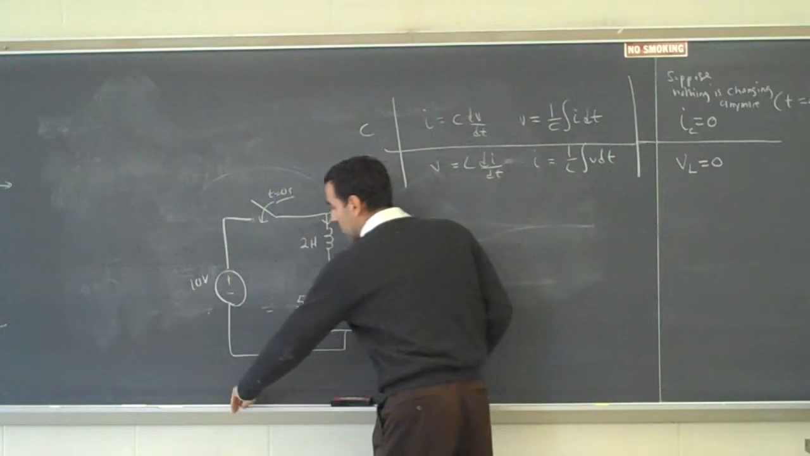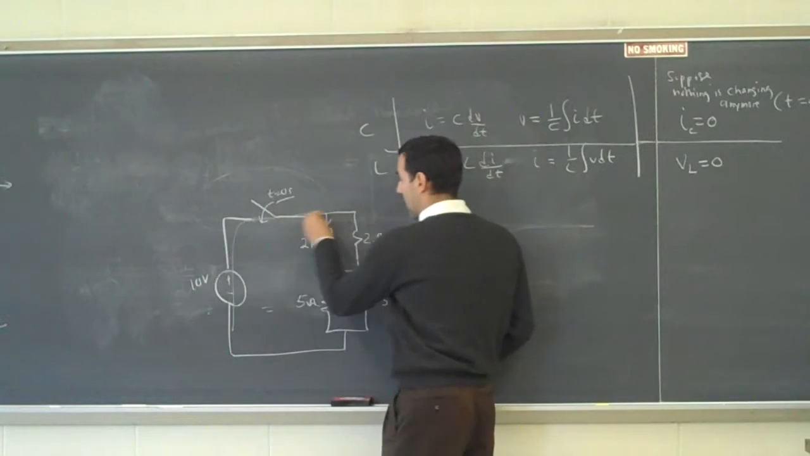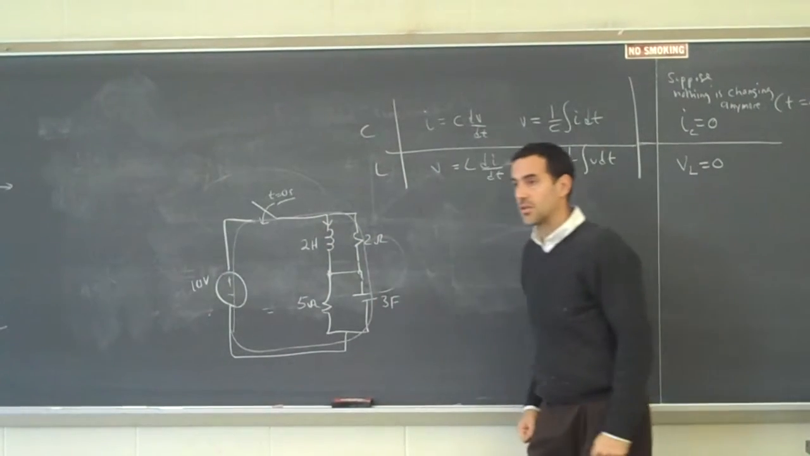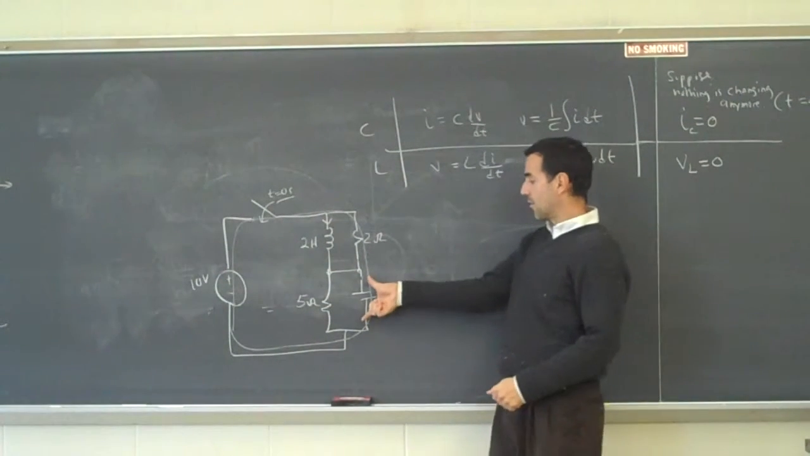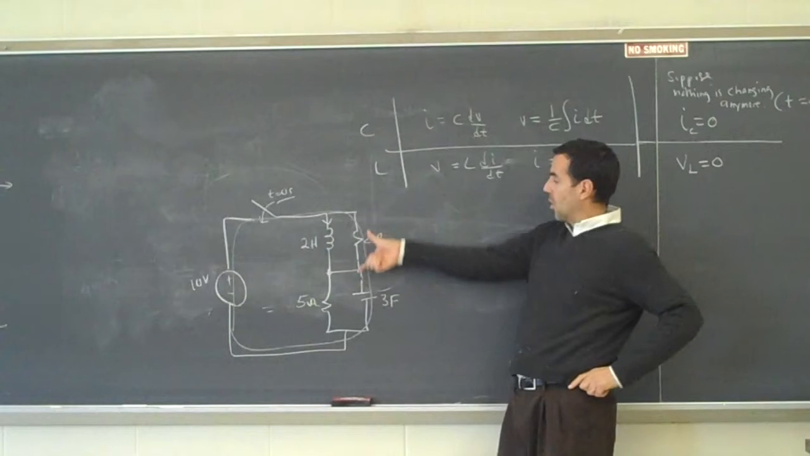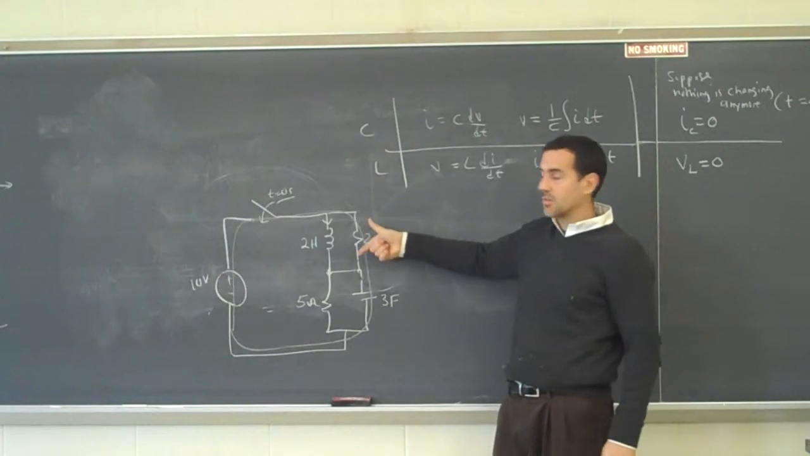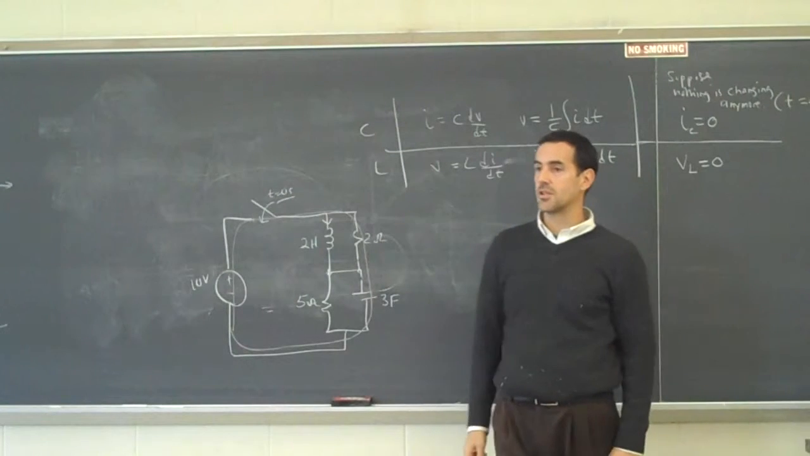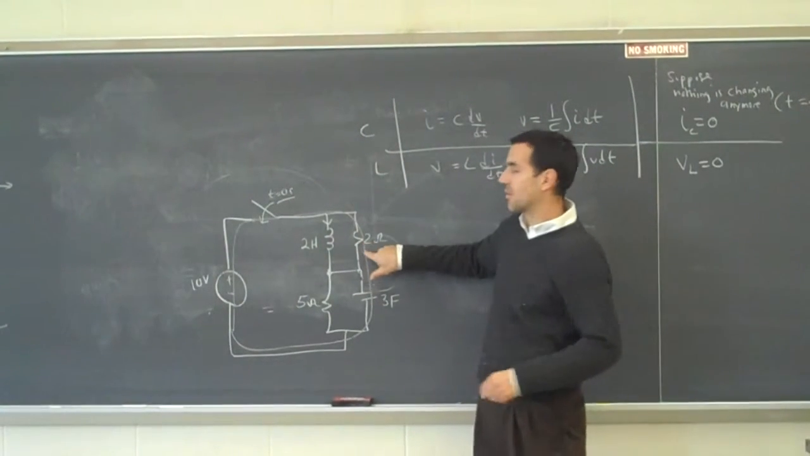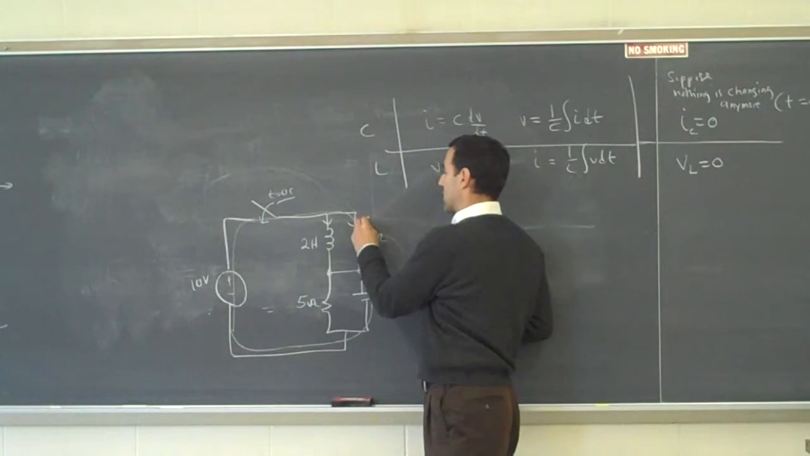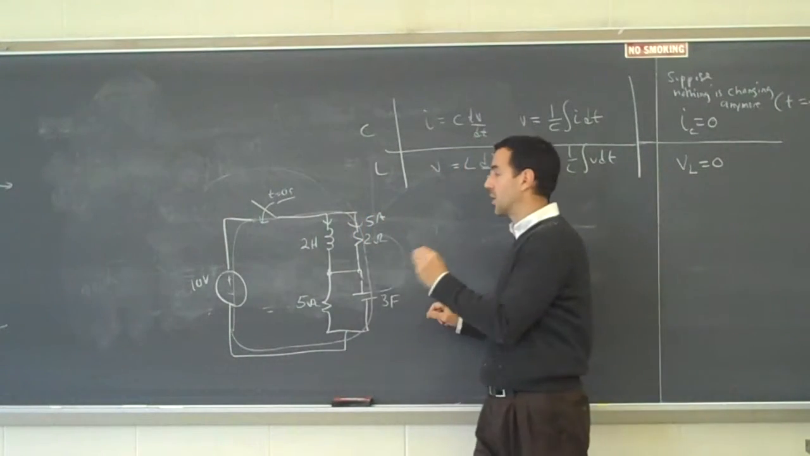If I go around this loop, starting here, right after I close the switch, that voltage is 0. So that voltage has to be 10. Right after I close the switch, the voltage across that 2 ohm resistor is 10. So how much current is flowing through that 2 ohm resistor? 5 amps. So that's 5 amps just after I close the switch.